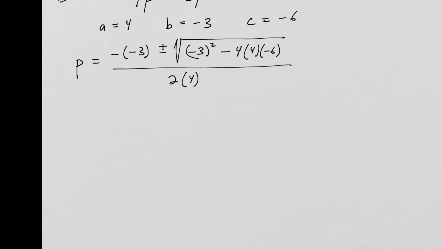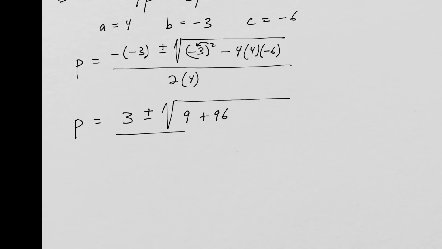Okay, then we have to work this out, right? So, well, a negative negative 3 is positive 3, so this is 3. Plus or minus, I'll do this in a couple of steps. Negative 3 squared. You got to be careful, right? The 2 here is acting on the entire negative 3, so it's negative 3 times negative 3, which is positive 9. Then I have a negative 4 times positive 4 times negative 6, that's a positive 96 over 8.